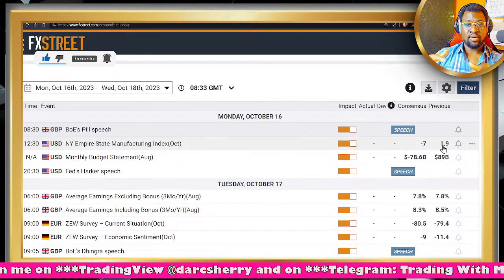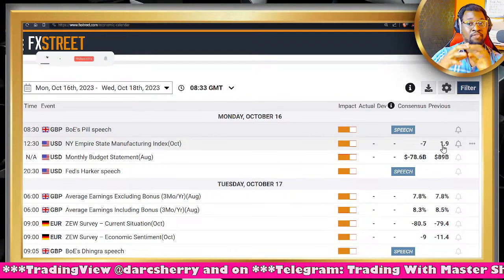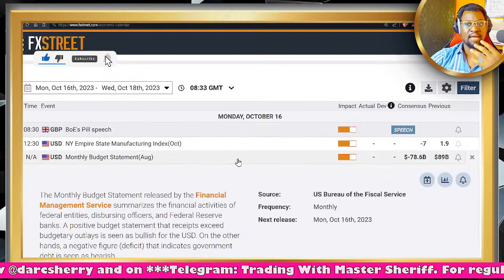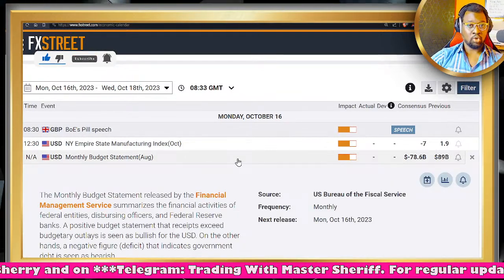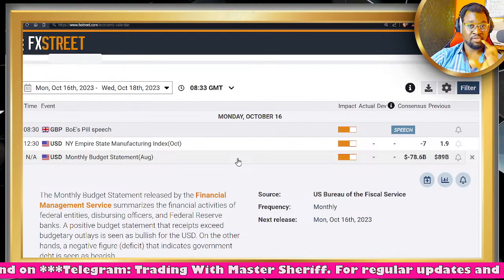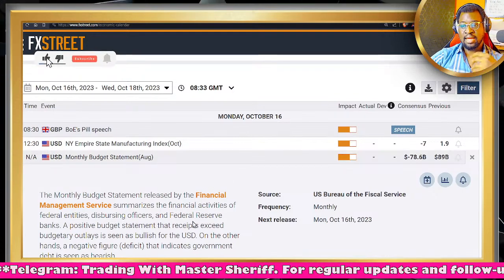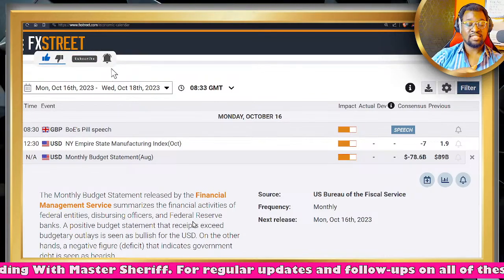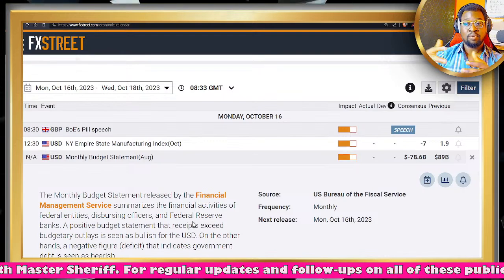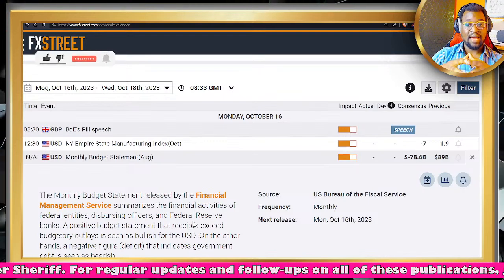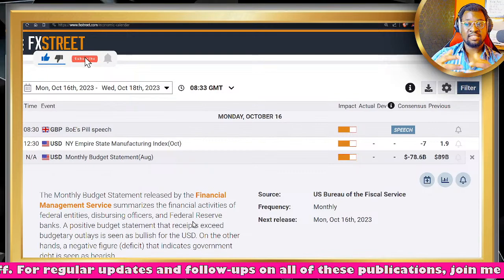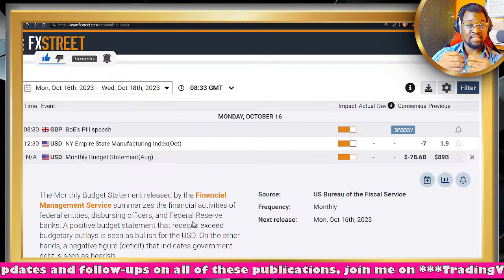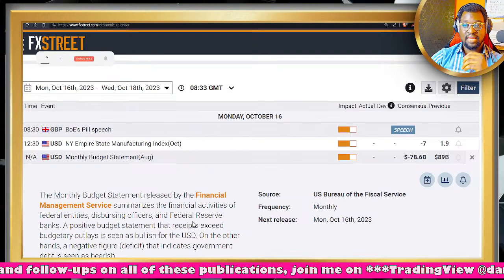Then later on today, we are going to be having the publication of the monthly budget statement, though there is no time frame yet, but I think as time goes closer to this event, we are going to be having a precise time frame on this one. And this statement here summarizes the financial activities of federal entities, disbursing officers, and Federal Reserve banks. And a positive budget statement, where receipts exceed budgetary outlays, is seen as a positive signal for the US economy.